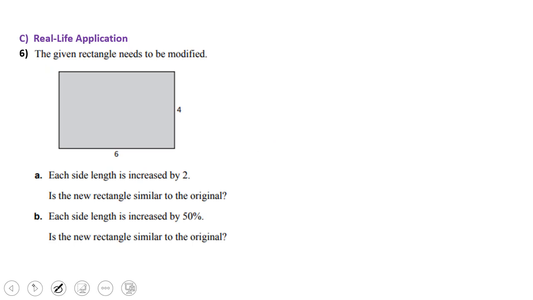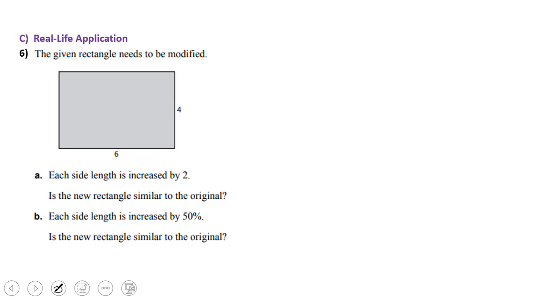And our last example of the night, a real-life application, because there are times, especially on computer programs or with pictures, that you want to enlarge them and you want them to be similar, or you want to shrink them and you want them to be similar. You don't want to distort the faces. If you don't make them similar, the faces are distorted. So, a given rectangle needs to be modified. Part A says each side length is increased by 2. Is the new rectangle similar to the original?